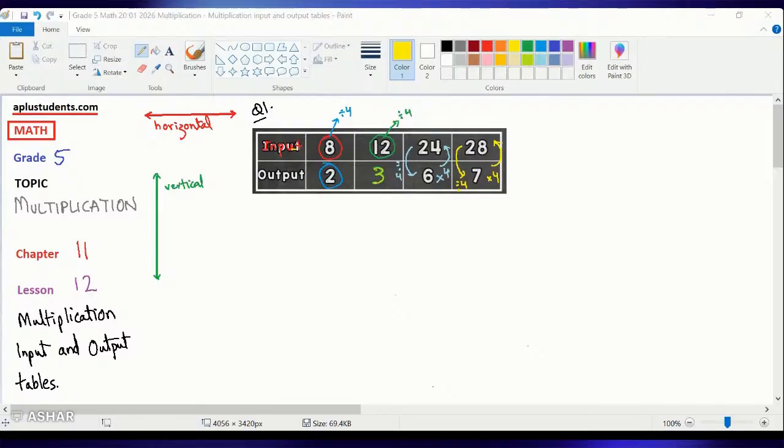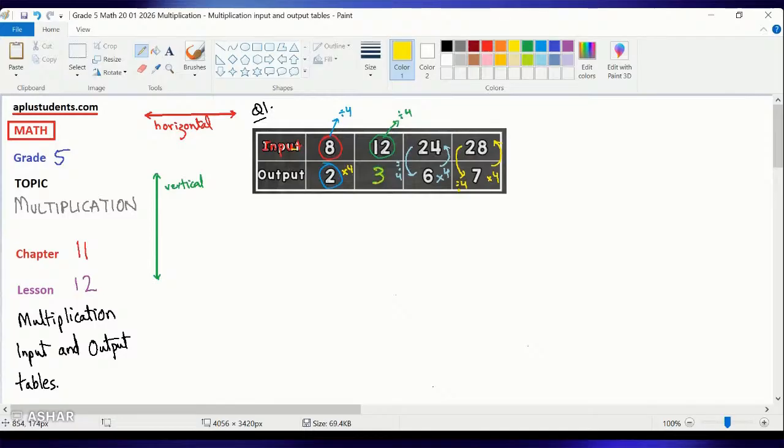Hi students, welcome to the class. Today we are looking at input-output tables. The input is the number that we put in, the first selection of number. Output is the result. So when we see 8 is changed into 2, that means 8 needs to be divided by a number to make it 2. So we can say 8 can be divided by 4.